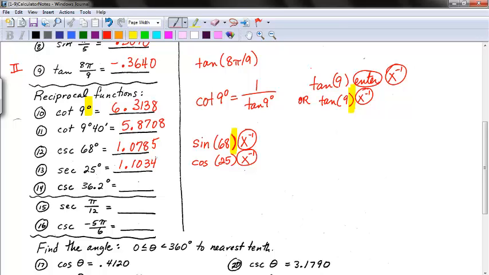Okay, and the last one, cosecant, reciprocal with sine. So sine of 36.2, close the parentheses, x to the negative 1 key, puts it down in the denominator. Should get 1.6932. Okay.